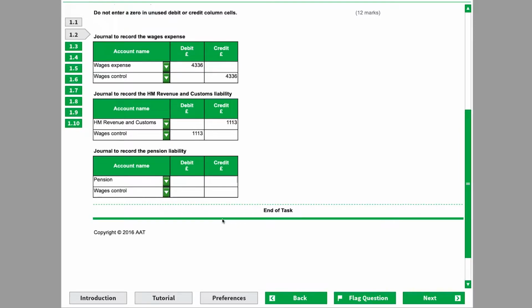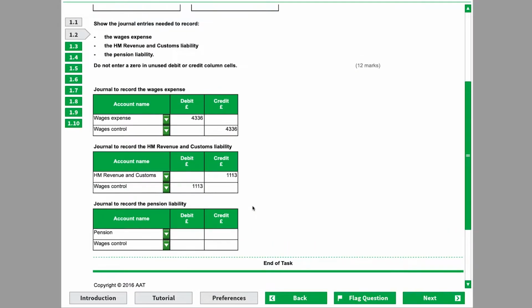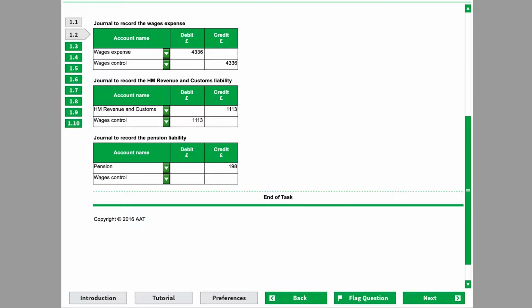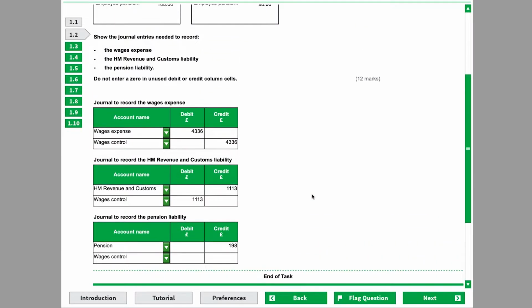Okay, and again, it's a credit to the pension account because it's a liability. We'd need to pay that across. So that's 198. And for the wages control, again, it's reducing that. Just as a side note, the wages control is what we call a holding account. So we put this 4,336 in on the credit side, and then we basically take it all back out again. So let's just enter that 198 in. There we go.